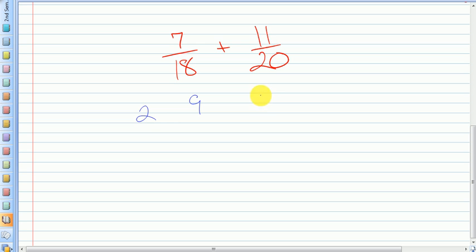Now in this case, the L is unnecessary because 9 and 10 only have 1 as a common factor. In this case, the student would multiply straight across. 2 times 9 is 18. 18 times 10 is 180. There's our common denominator.